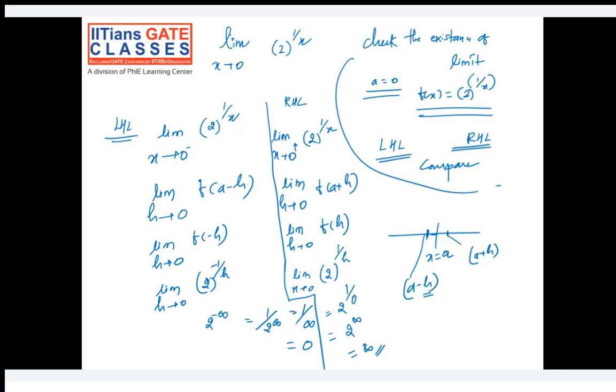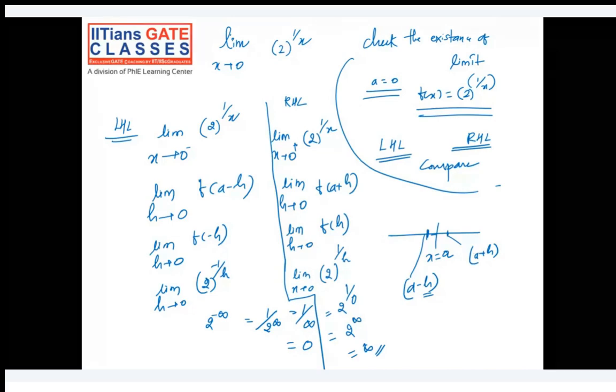Okay, let me give you another question. A little bit tricky question, because it comes with a mod function. Limit x tends to 0, mod of x by x. Compare the left hand limit and right hand limit. This is just to give you understanding of the limit. This type of question they will not ask in GATE, but questions based on this they will definitely ask. So mod functions, you should know how to deal with them. That's why I'm explaining this. Calculate left hand limit, right hand limit, and tell me the answer.